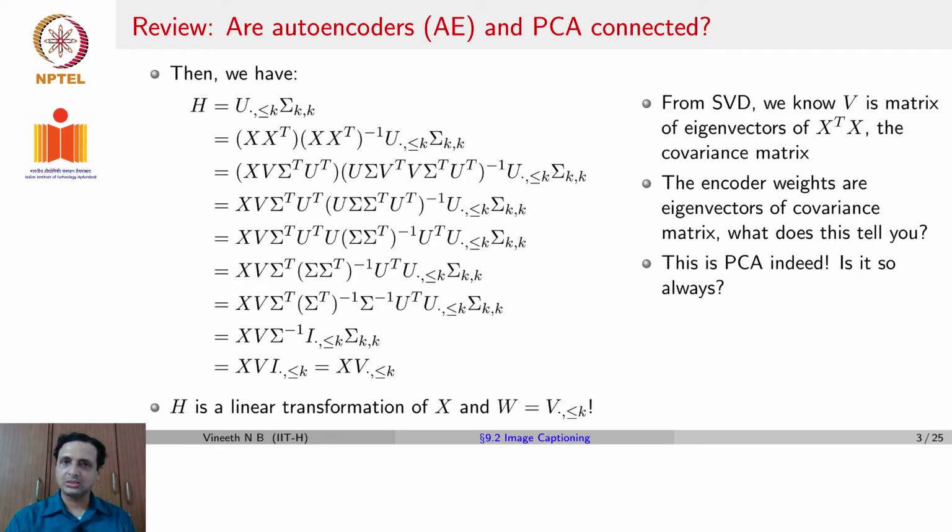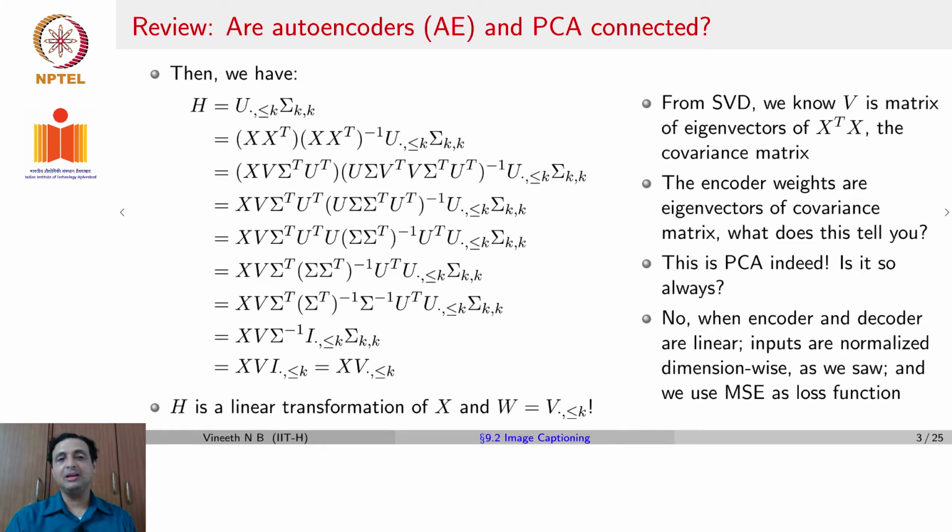So, are autoencoders always a variant of PCA, or do they become PCA once you learn the model? Not really. This happens when your encoder and decoder are linear. Remember, in this entire example, we did not talk about having any activation functions in your encoder or decoder, and you have to normalize the inputs the way we saw, and you have to use mean square error as the loss function. Under these conditions, the mapping learned by the encoder of an autoencoder is indeed the projection matrix of principal component analysis.